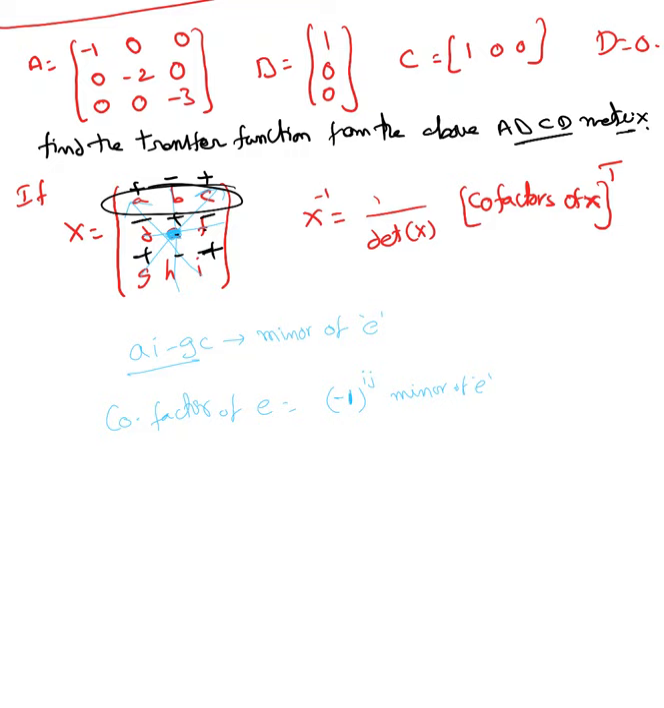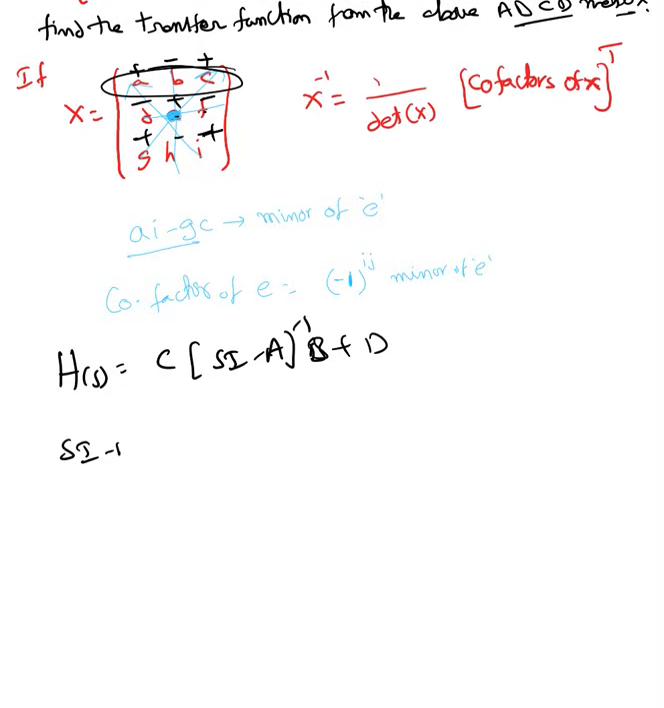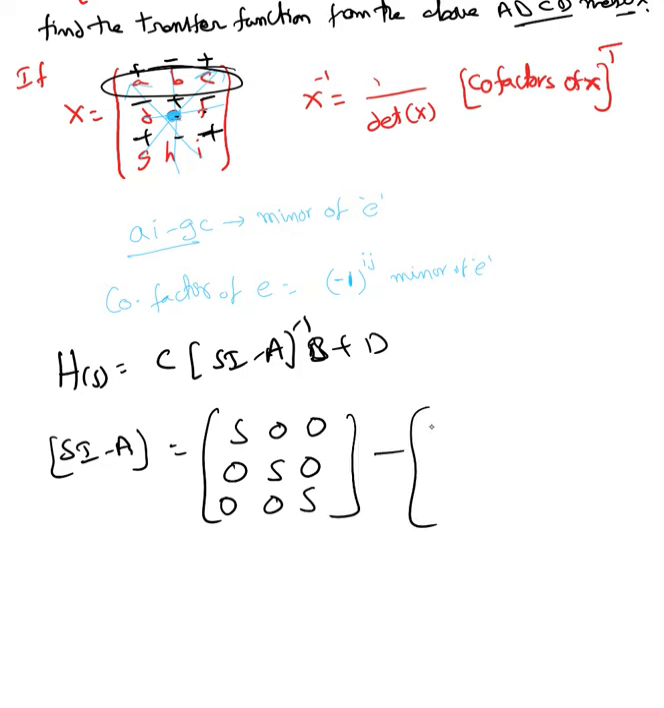So here A is given, so the first thing we need is H(s) equal to C times (sI minus A) inverse times B plus D. Here D equals 0, so I do not worry much about it. First we're going to find sI minus A. It's a 3 by 3 matrix, so I have s 0 0, 0 s 0, 0 0 s, minus the A matrix, which is minus 1 0 0, 0 minus 2 0, 0 0 minus 3.